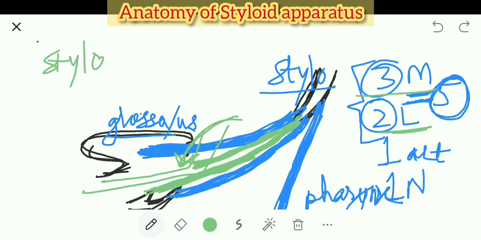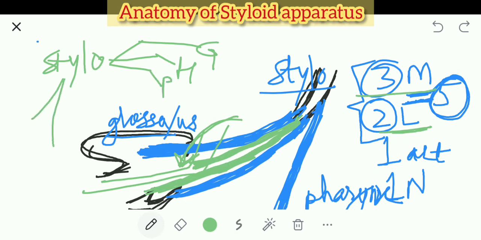Stylo, 1, 2, 3. Glossus. Second is stylohyoid. Third is stylopharyngeus. And the ligaments are stylohyoid again and stylomandibular. Simple. So these are the 5 reins of the chariot. Okay, 5 reins of the chariot. Are you able to make it? Simple. Now one artery, that is the external carotid artery.